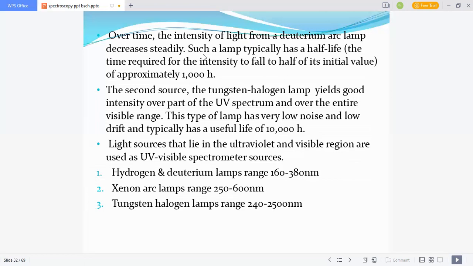Hydrogen and deuterium lamps range from 160 to 380 nanometers. Xenon arc lamps range from 250 to 600 nanometers. Tungsten halogen lamps range from 240 to 1100 nanometers.